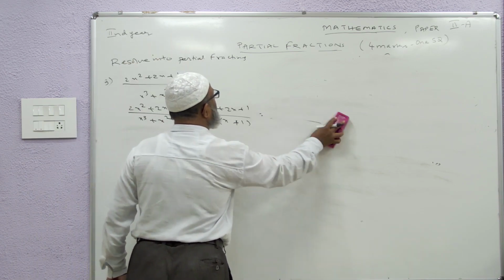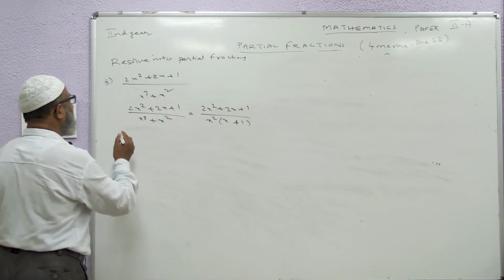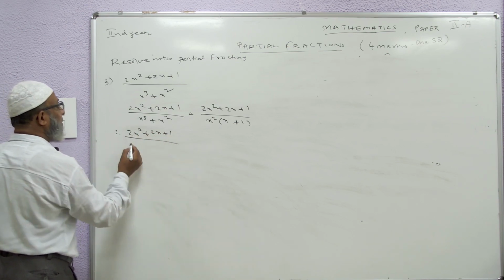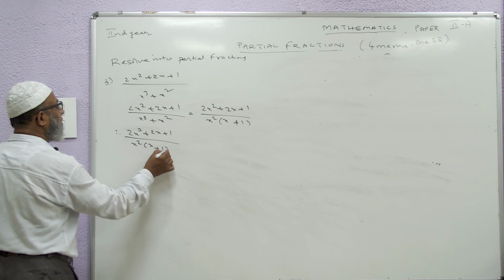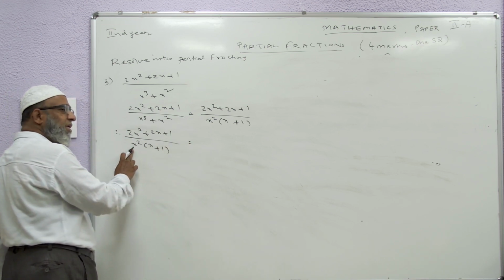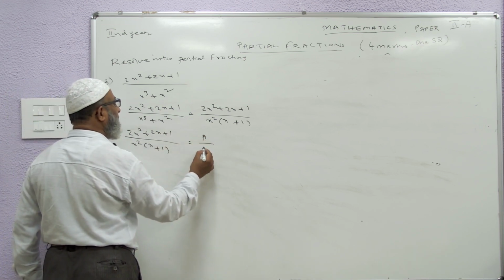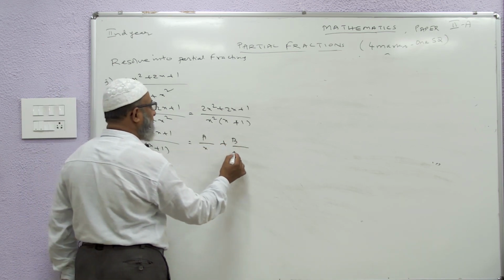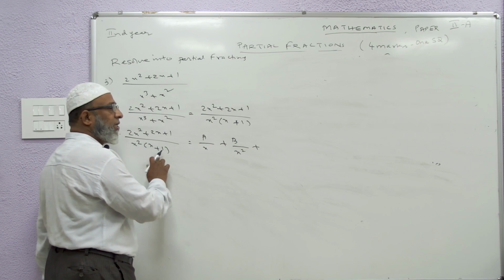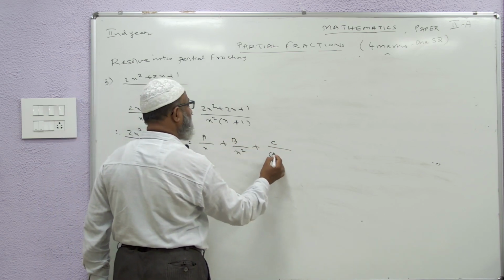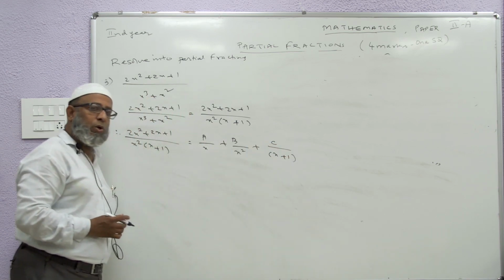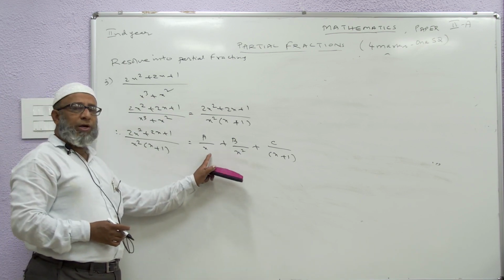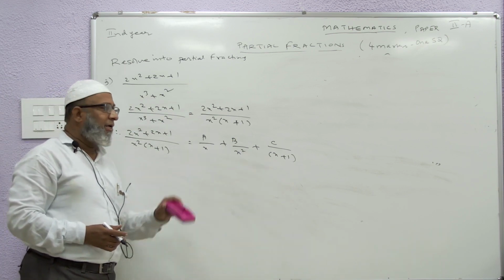Therefore, this is equal to (2x square plus 2x plus 1) divided by x square into (x plus 1), which is equal to, this is linear and repeated, a by x. How many times is it repeated? 2 times, b by x square plus, this is third, c by (x plus 1). So again, it comes to case number 2, x square and x plus 1.